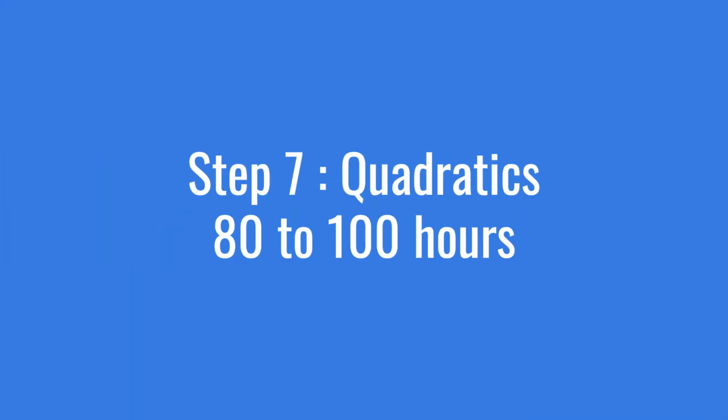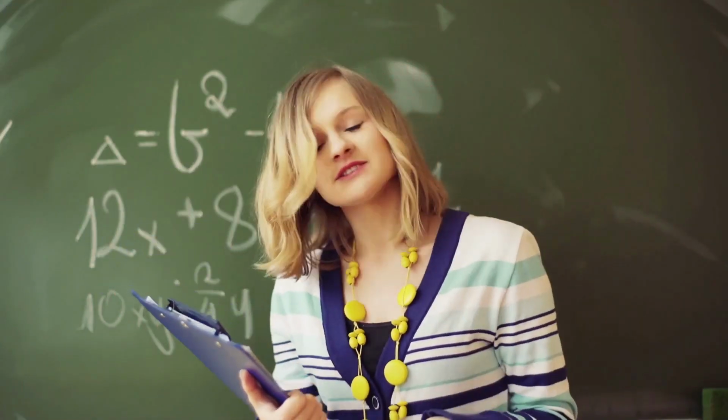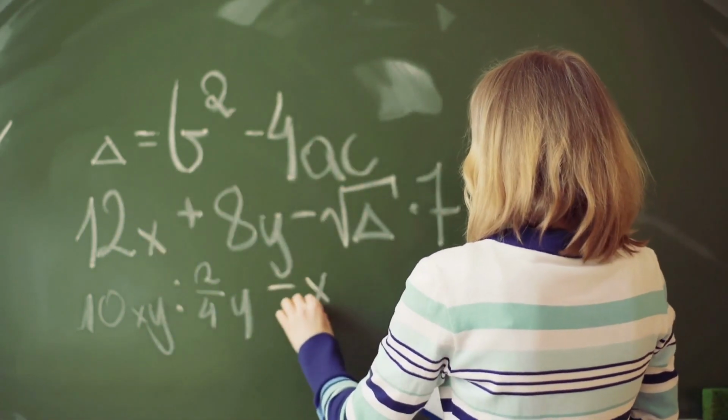In addition, in this step, you will learn how to perform operations on these complex numbers. Step 7. Quadratics, 80 to 100 hours. The toughest step that we're going to discover is to learn quadratics, which is based on simplifying functions, especially polynomials. Let's explain it with an example.